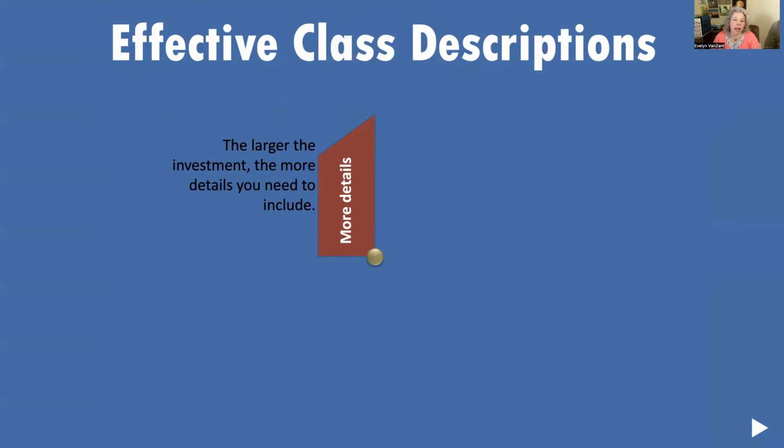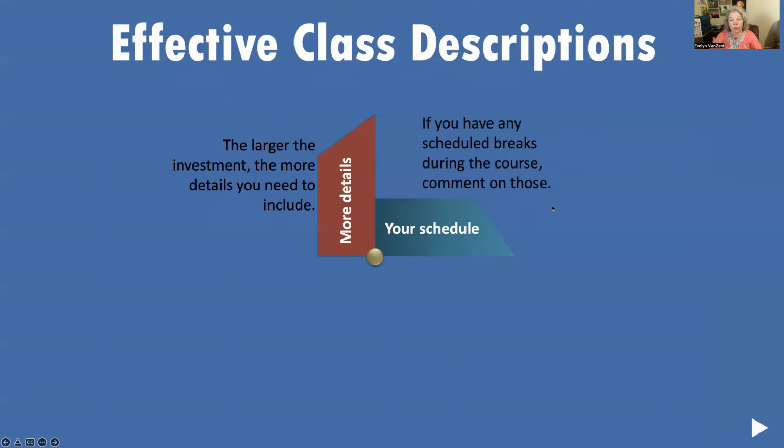I also think that having lots of detail in your class description can offer some cushion later when a parent might say, why are you doing this or why are you doing that? Then you can just refer to the class description. And I have a class syllabus as well, so that can be very helpful.